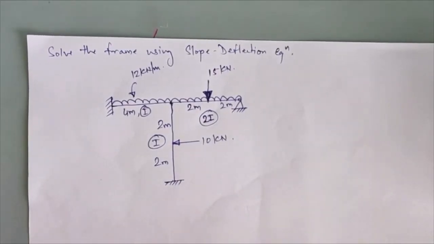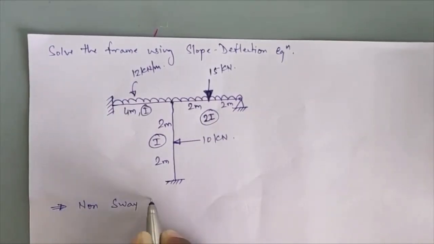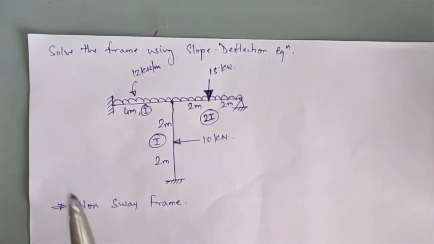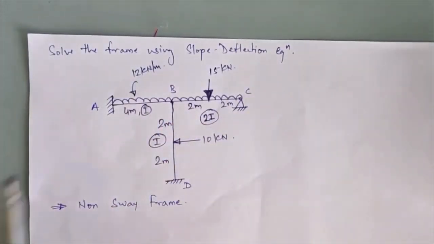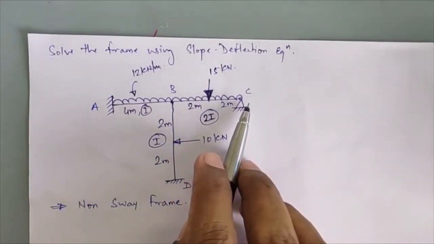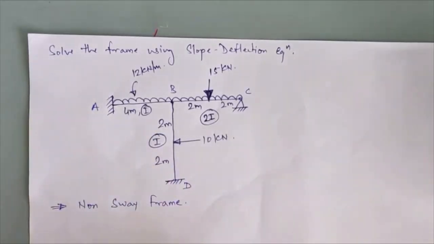While solving for the sway frame we will see the concepts of how the frame sways, but now this is your non-sway frame. Why is it non-sway? Suppose I name the points A, B, C and D. Due to the lateral loading on this complete frame, the lateral reactions at point A, at point D and at point C are counterbalanced by each other, which will not allow this frame to sway towards right or towards left. That is why this frame is classified as a non-sway frame.